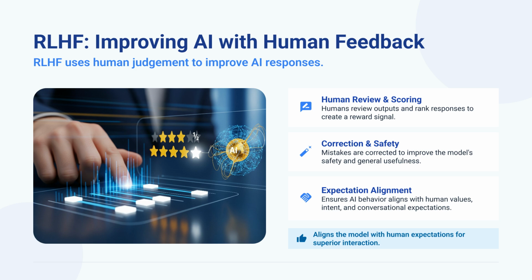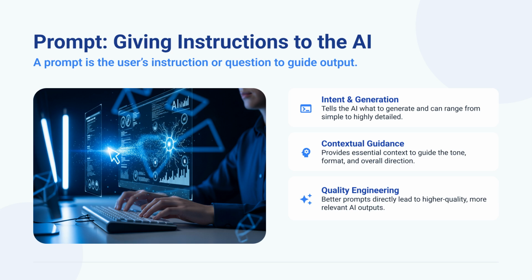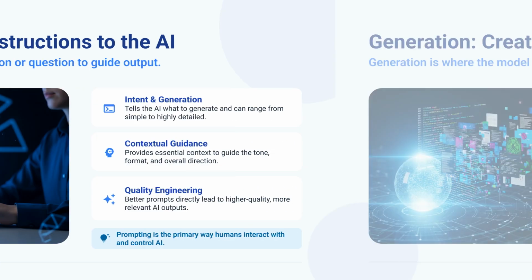RLHF, or Reinforcement Learning with Human Feedback, uses human judgment to improve AI responses. This involves human review, correction for safety, and expectation alignment, leading to superior model interaction. Prompting is how humans interact with and control the AI. A prompt provides instructions for intent and generation, offering contextual guidance for tone and direction. Quality engineering, or crafting better prompts, leads directly to higher quality AI outputs.